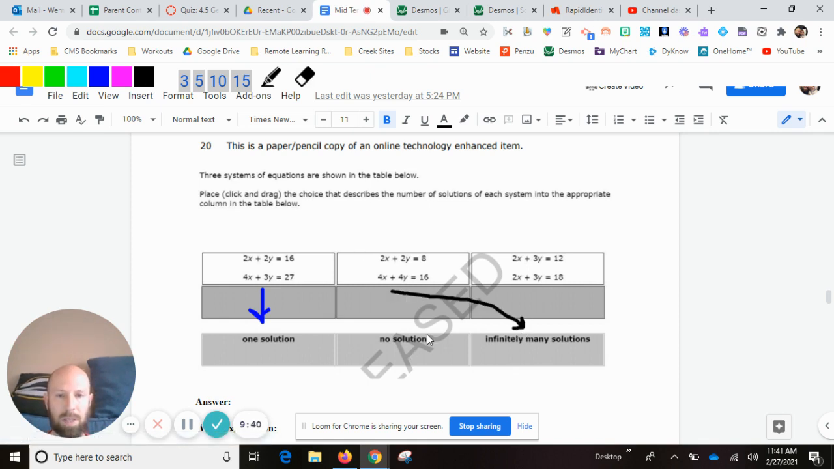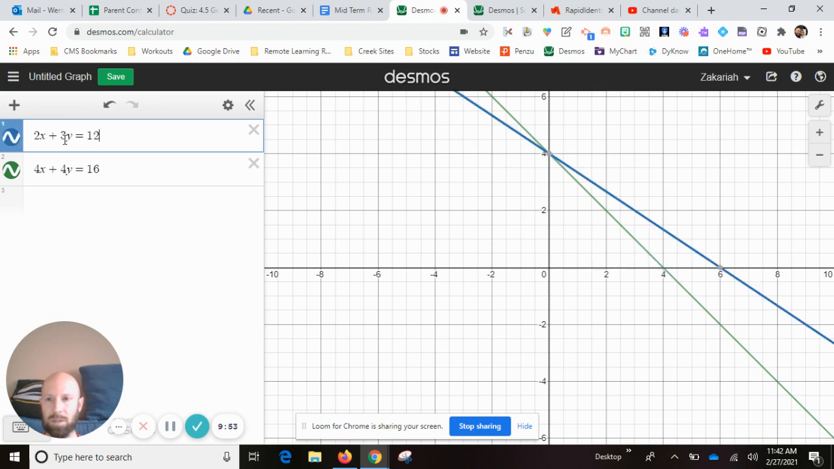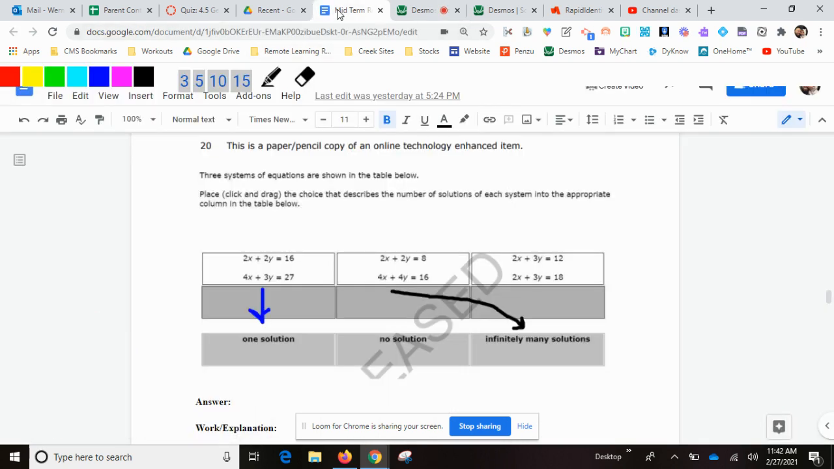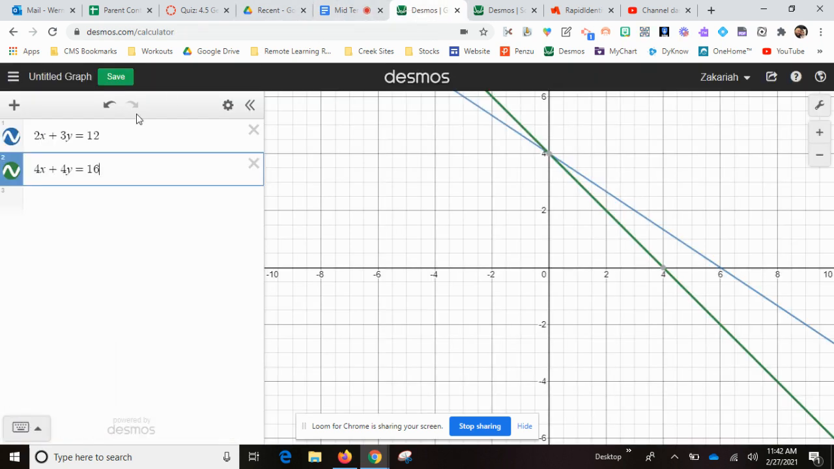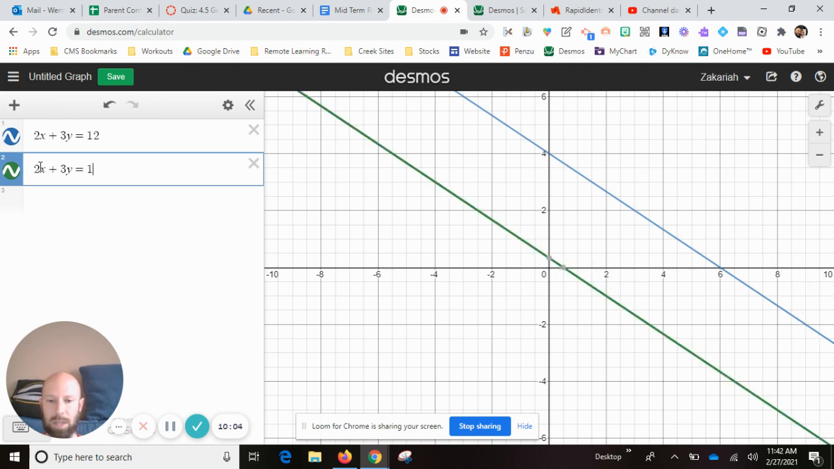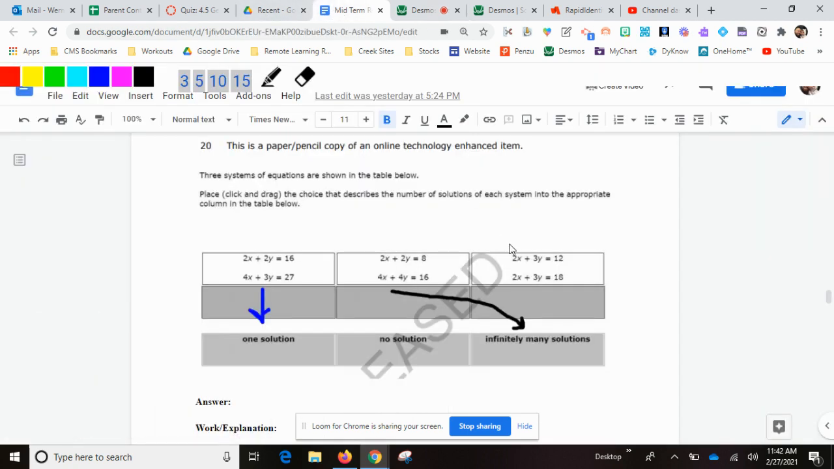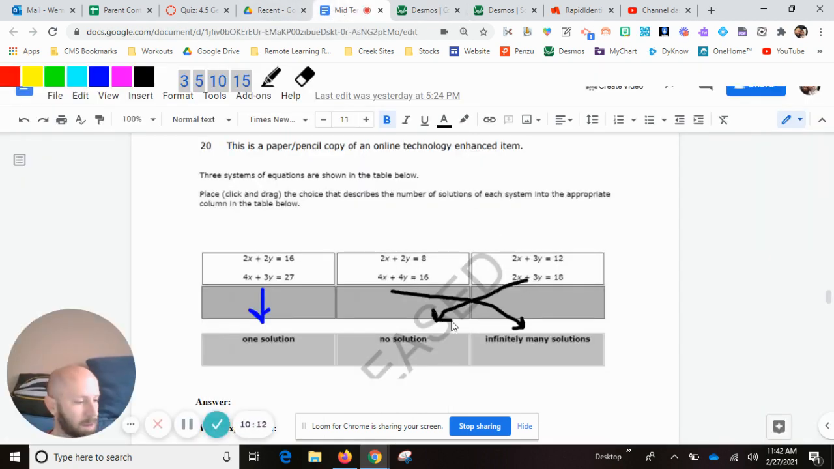So hopefully as I put this next one in, these lines are parallel and they don't touch. Let's find out just to make sure we didn't make a mistake. 2x plus 3y is 12. Top down to our second equation, 2x plus 3y is 18. Yep, there it is. They are parallel, so they will not touch. They have no solution. All right, let's go to our next question.